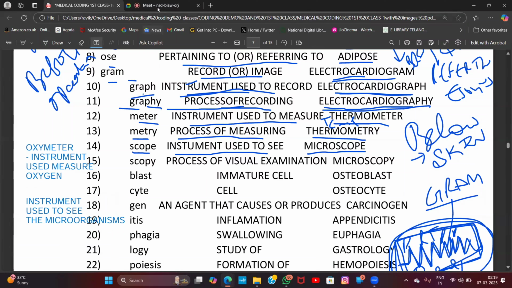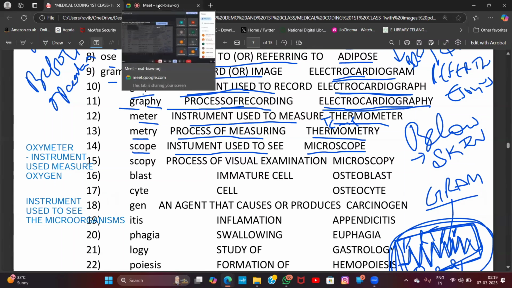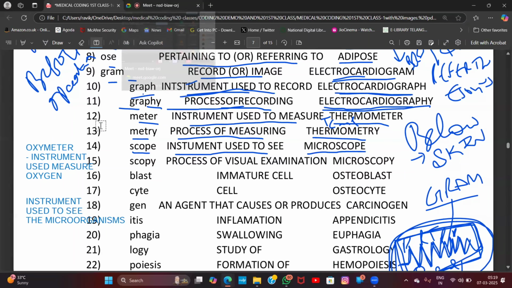Microscope. Please mute yourself. Thank you. The microscope: instrument used to see microorganisms. The instrument used to see microorganisms is called a microscope. Instrument used to see microorganisms like cells, bacteria, virus. What are the microorganisms? Bacteria, viruses, or microstructures; the instrument helpful to see them is called a microscope.